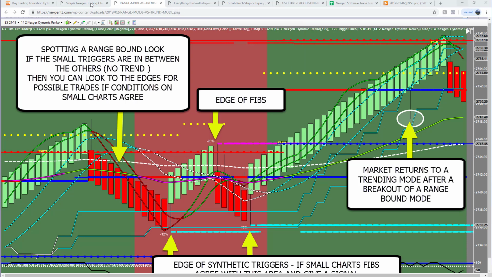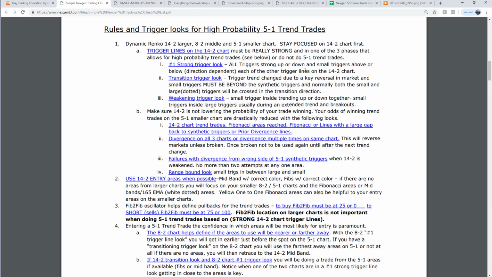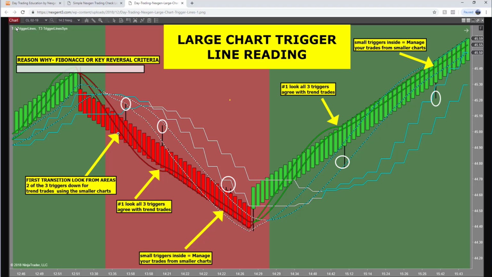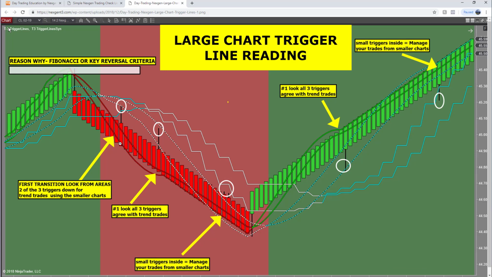All right, so let's recap. First things first. Everything on the planet going your way, high probability trend trades. And again, it all starts with the trigger line looks. Trigger line look on your 14-2 chart first. If it's strong down and the 5-1 chart, 8-2 chart agree, you're going to do short trades until you run into some type of support or resistance that causes a reversal. And then when everything is going up, you're going to do it going the other way.